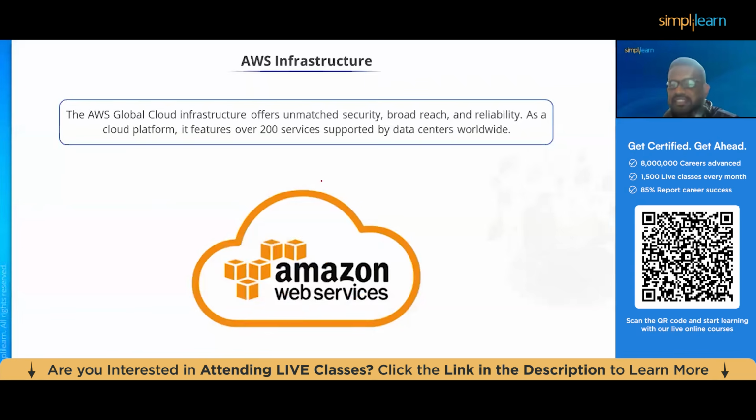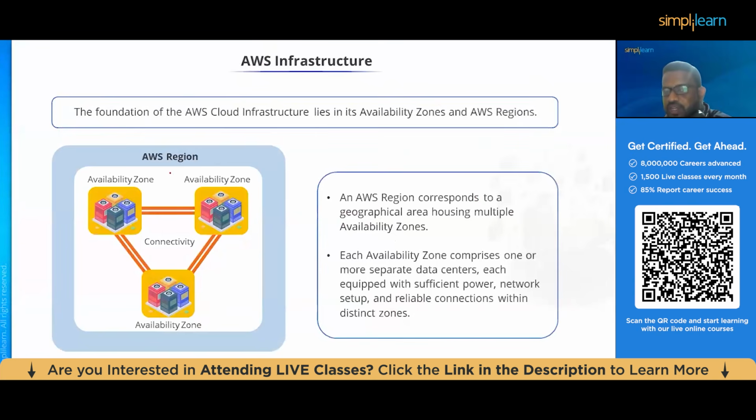Yes, the same thing you are going to see here for 2 slides. AWS infrastructure, a global cloud infrastructure, offers unmatched security, broad reach, and reliability. As a cloud platform, it features over 200 services supported by data centers worldwide. So just now what I completed: what is a region? A region corresponds to a geographical area housing multiple availability zones. Each availability zone comprises one or more separate data centers, each equipped with sufficient power, network setup, and reliable connection within a distinct zone.